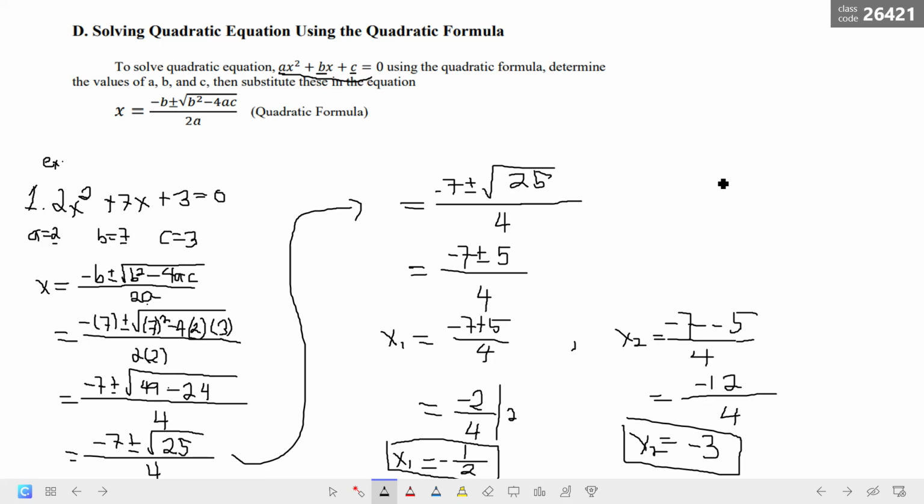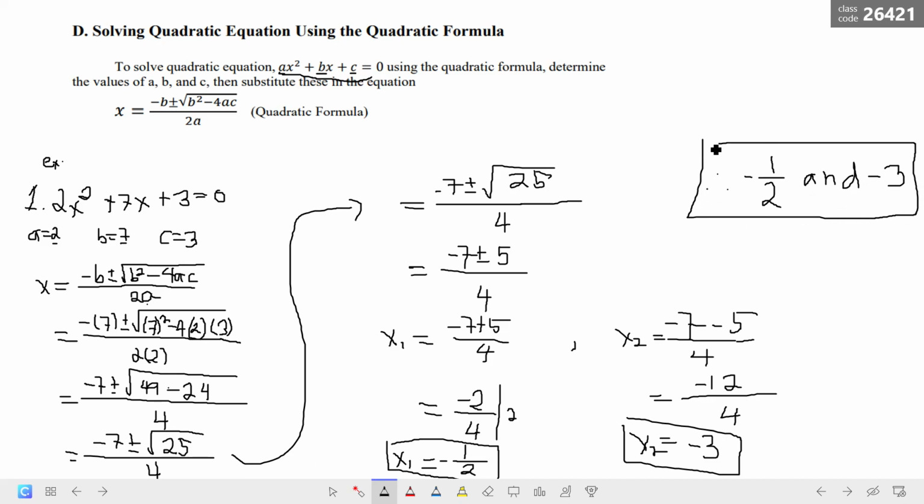So therefore, our solution or the roots of the quadratic equation 2x squared plus 7x plus 3 equals 0 are negative 1/2 and negative 3. Okay, so that is one example of solving quadratic equation by using quadratic formula. I will give you another example.